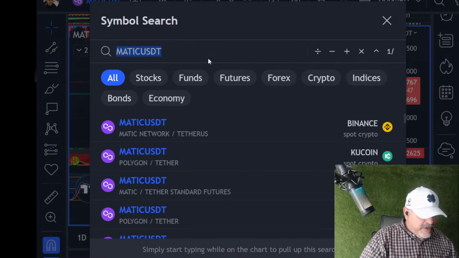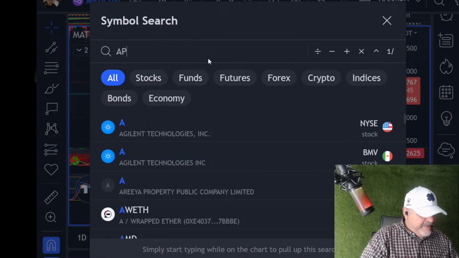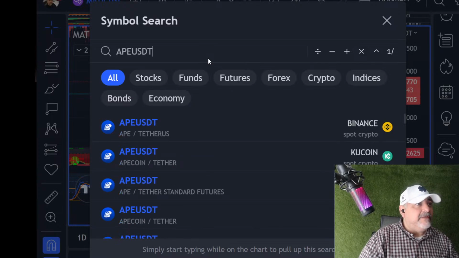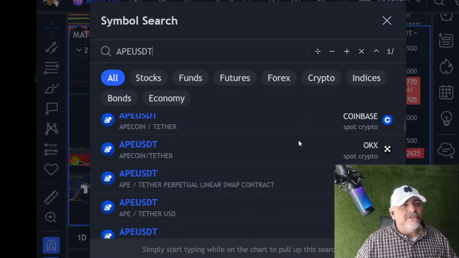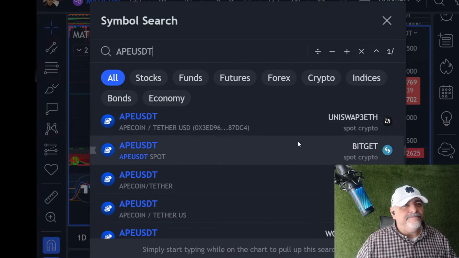So let's get to a coin. Let's check out ApeCoin, USDT, right? I want to show you the difference in ApeCoin right now.